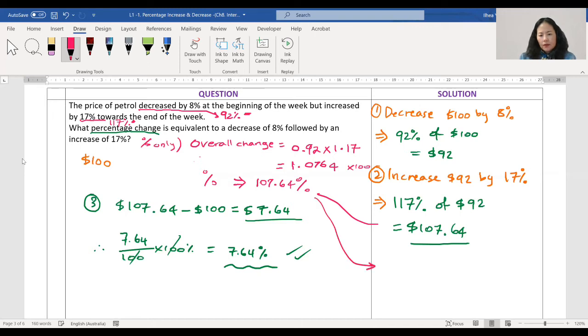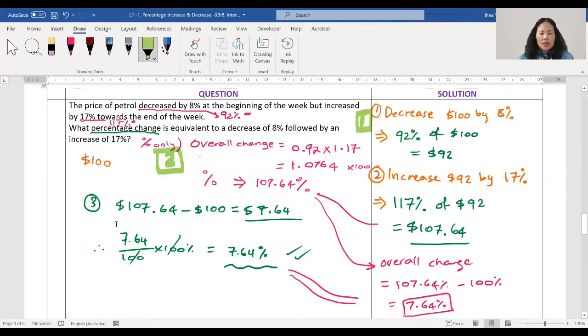I'm going to go here to overall change equals 107.64%, take away 100% will give me 7.64%. Okay, so that's the same as this one.